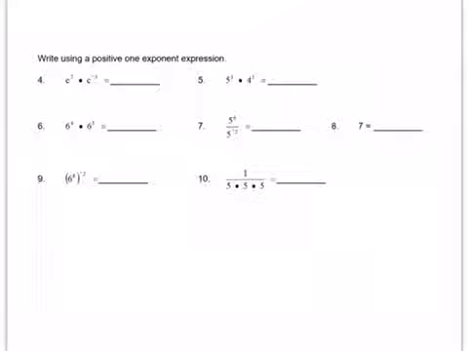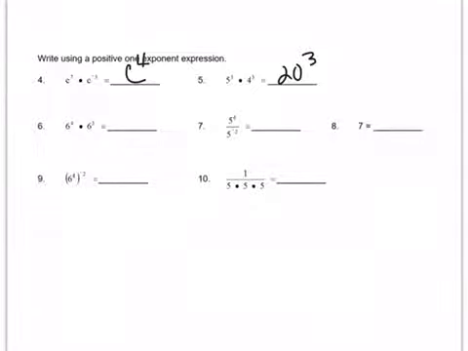Okay, the next section says write using a positive 1 exponent expression. So we've got to remember what we have to do to put these together. So in number 4, if our bases are alike, we add our exponents. So this ends up being c to the 4th power. Now, number 5, our bases are different and our exponents are the same. So that means we multiply our bases and we keep our exponent. So this will be 20 to the 3rd power.